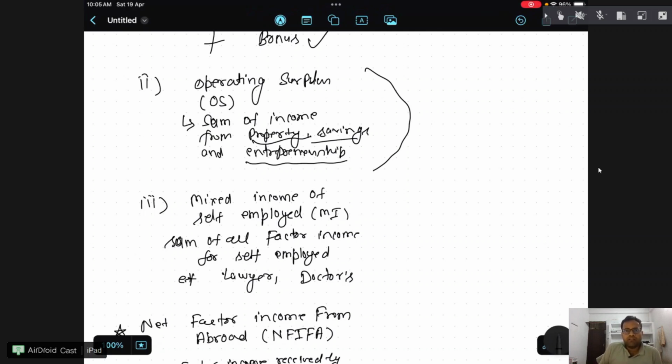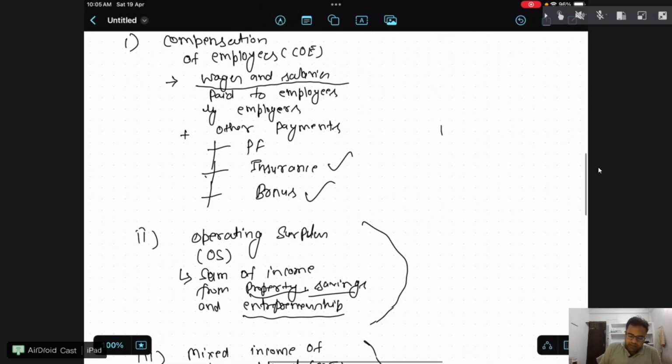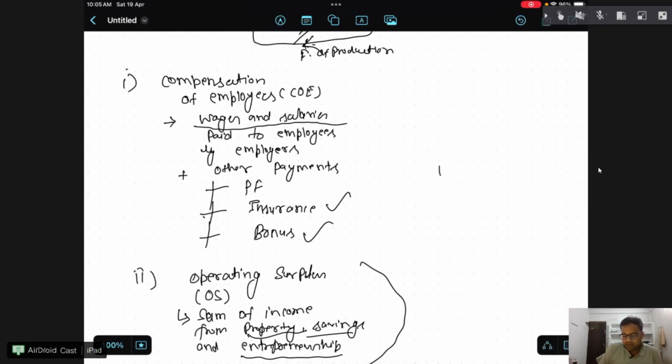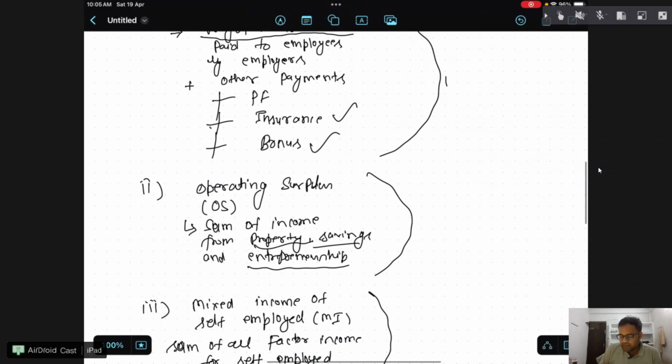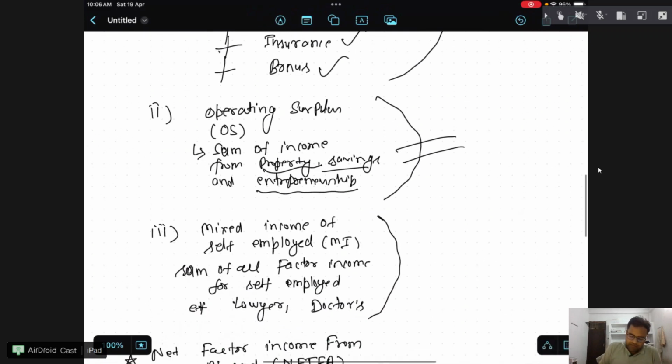The other example is doctors. They are also self-employed to some extent. Whatever income they receive through self-employment, we categorize into the mixed income category. So there are three categories through which households generate income. First, providing factor services, known as the compensation of employees. Second, their savings, property and entrepreneurship skills, the operating surplus. And third, the mixed income of the self-employed. We just sum up this income to get the GDP through the income method.